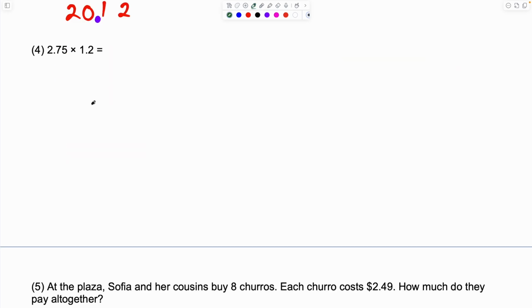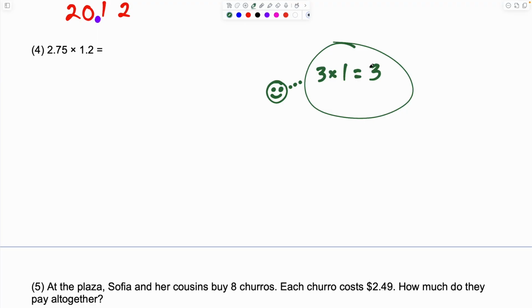That's a very important question to be able to answer in math. Question 4, we're doing 2.75 times 1.2. And for this question, I'm going to use an estimation strategy again. So 2.75, if I round to the nearest whole number, rounds to 3. And then I can multiply that by 1 because 1.2 rounded to the nearest whole number rounds to 1. And 3 times 1 equals 3. So our answer is going to be close to 3. Now I work this out.